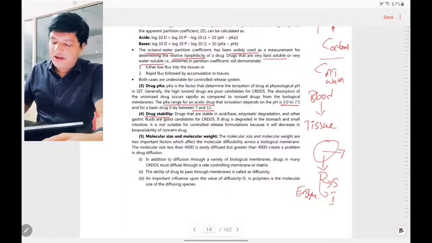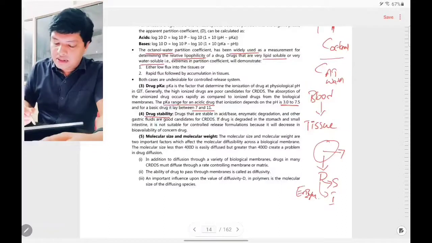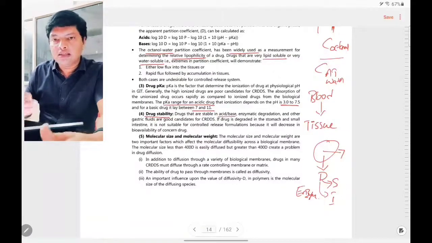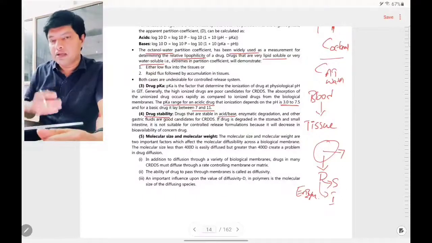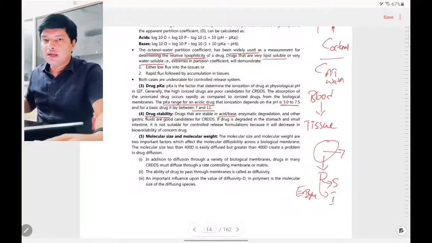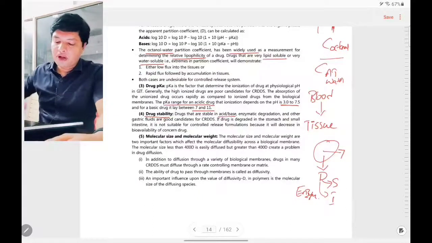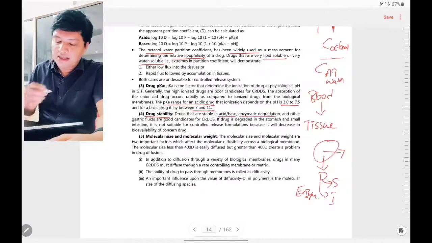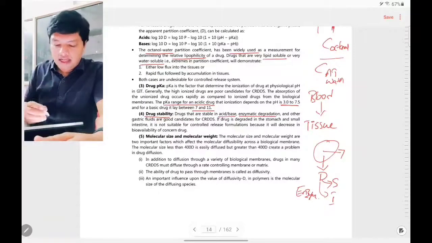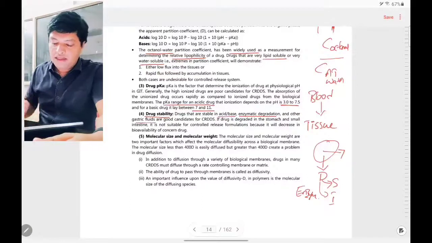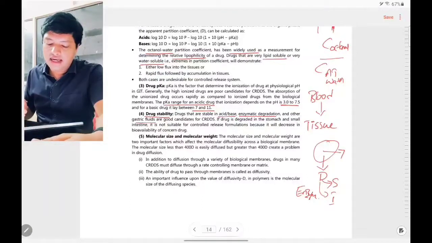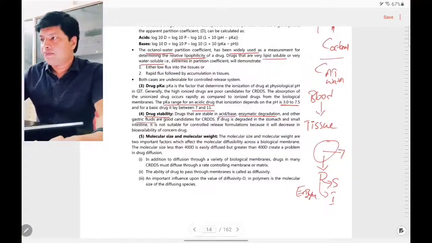Okay. If the drug is releasing in the stomach as well as the intestine, and it is undergoing acid hydrolysis in the stomach, base or alkaline hydrolysis in the intestine, or enzymatic degradation, or reacting with any other gastric fluid, then these are not good candidates for designing a controlled drug delivery system.